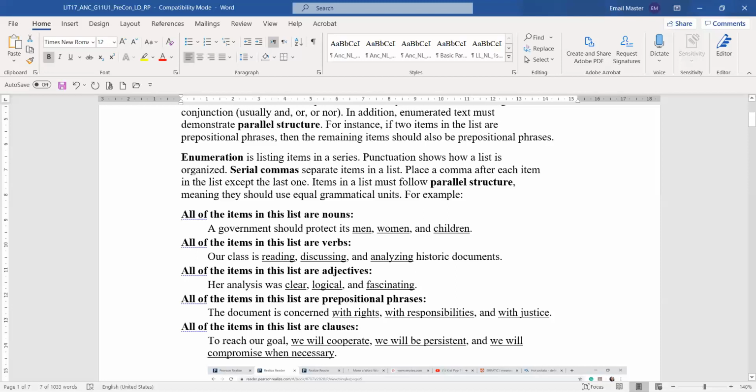And this list has prepositional phrases. The document is concerned with rights, with responsibilities, and with justice. With, here, is the preposition. Next to it, together, it's a prepositional phrase. And these ones are clauses, like sentences. To reach our goal, we will cooperate, we will be persistent, and we will compromise when necessary. Do you see the parallel structure here? We will, we will, we will. It's all future tense.